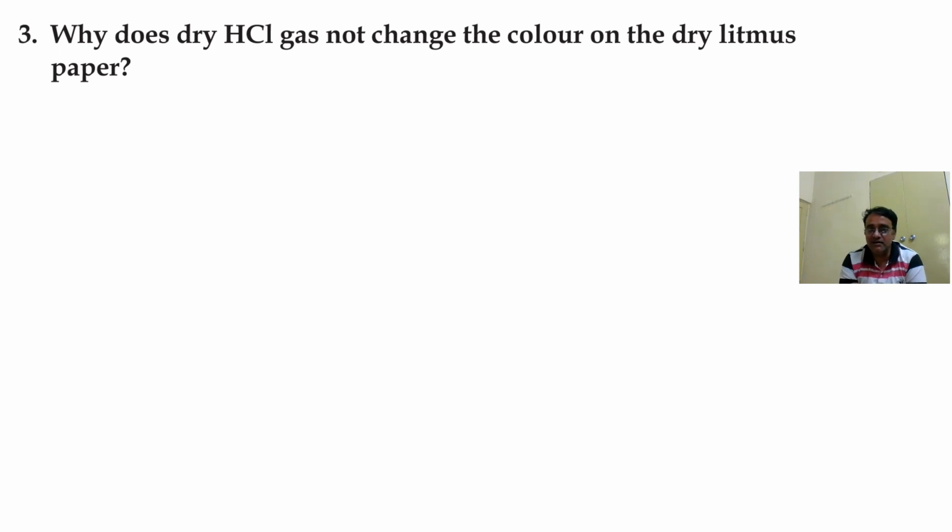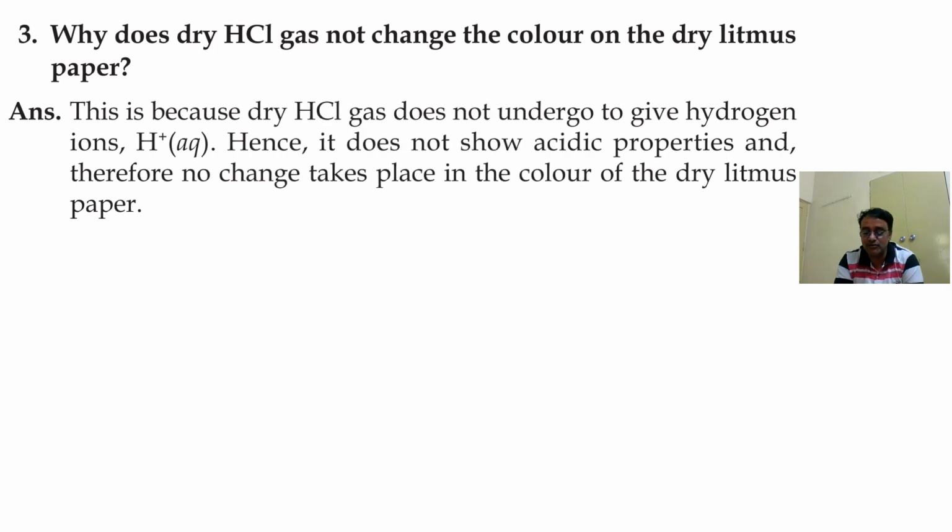So here it will not produce any hydrogen ions, so definitely it will not show any acidic property, and therefore acidic property जब change show नहीं कर रहा है तो वो कोई भी कलर वहाँ पे change नहीं करेगा. So there is no change in the color of the dry litmus paper. So this is question number 3, and this is the answer. You can go through the answer.